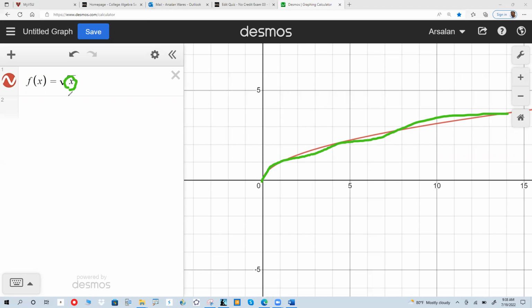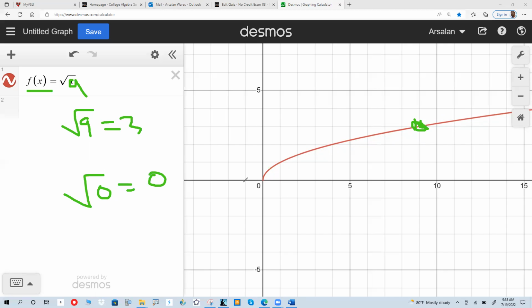If you replace x with 4, 1, 2, 3, 4, you're going to get 2 because square root of 4 is 2. Now, they don't have plus minus square root of x. That means you're only looking at the positive values. Okay, keep that in mind. So let's take a couple of other ones, like 9. When x is 9, f of x should be 3 because square root of 9 is 3, and that's exactly what we get right here. When x is 0, square root of 0 is 0, and that's exactly what we get. So the graph should make sense.